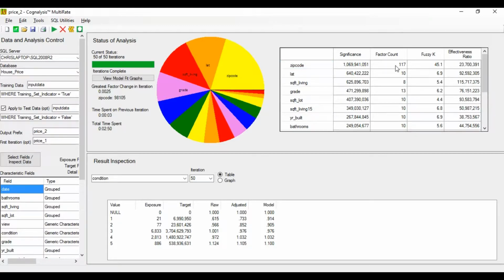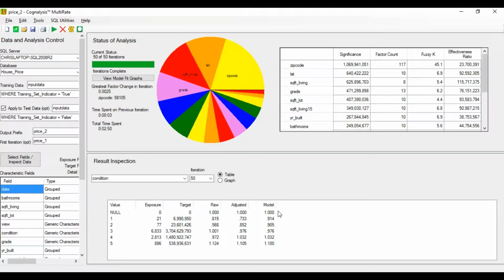Factor count is included here because we always want to be aware of how many factors we have in our model. We want to try to avoid model complexity. We don't want complexity for complexity's own sake. There's greater risk of overfitting and basically just complicating a model beyond what's necessary.